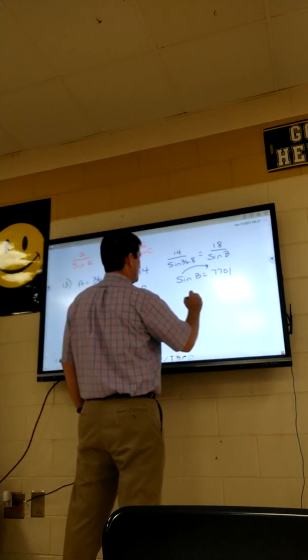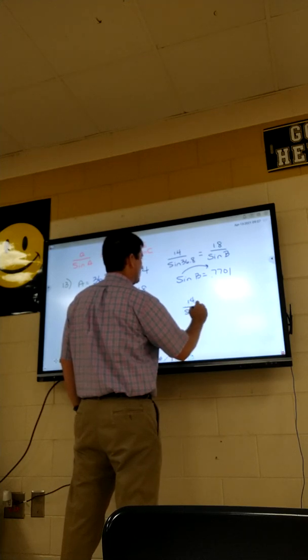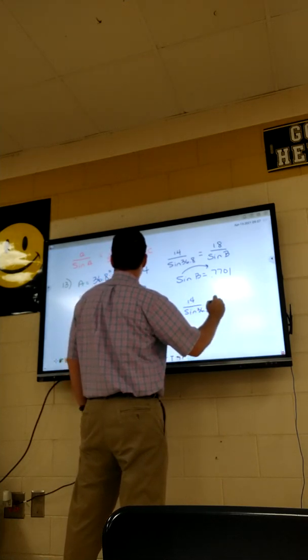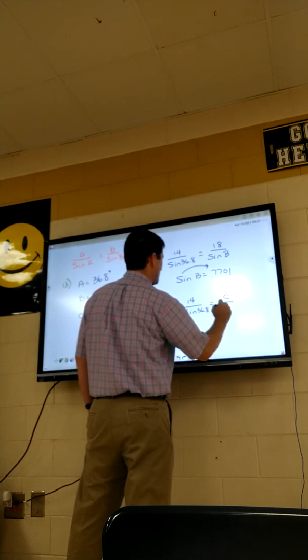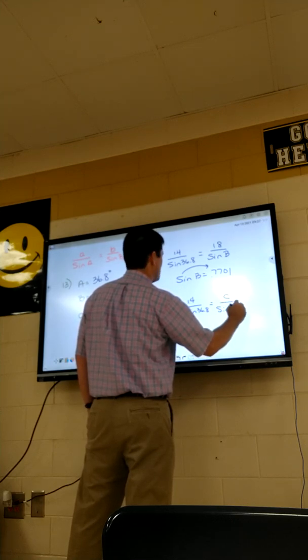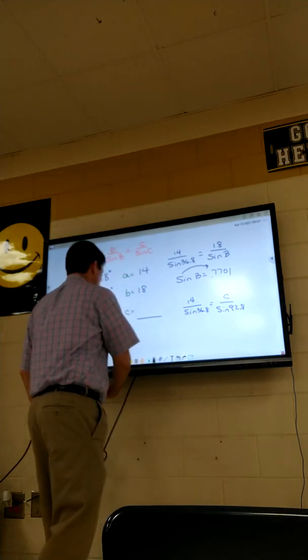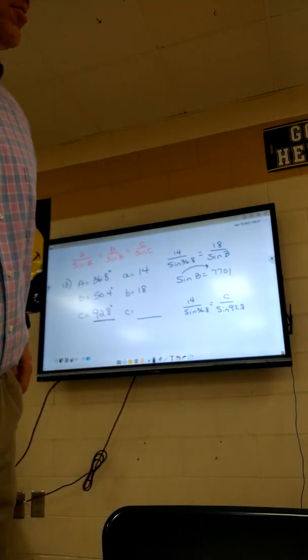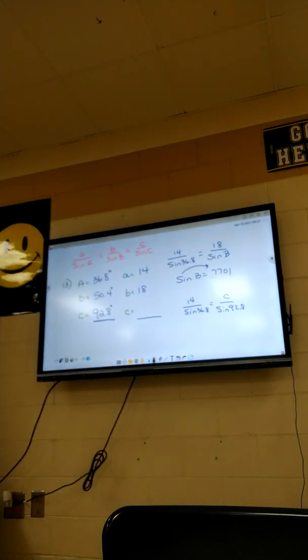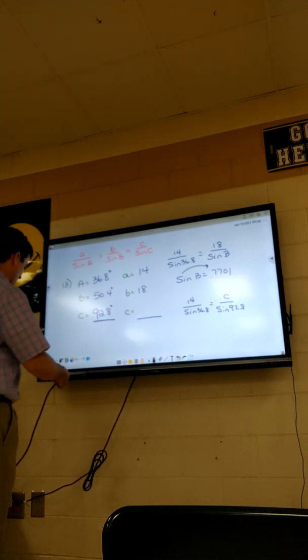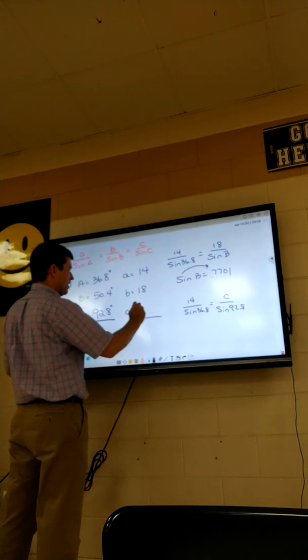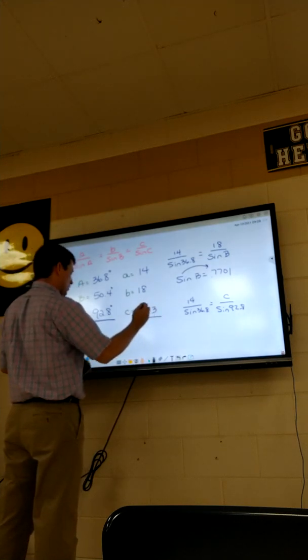So we got 14 over sine 36.8 equals little c over sine 92.8. All right, I'm going to cross multiply and divide and see what I get. Sine of 92.8 times 14 divided by sine 36.8. I got 23.3. Somebody check my answer to confirm it. I got that. All right.